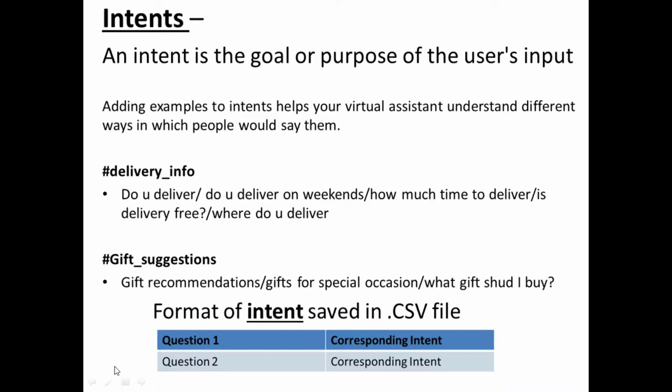If you want to prepare your intent document, you need to follow a format. There will be two columns. Column number 1 refers to the question, and column number 2 refers to the corresponding intent. For example, when I say do you deliver, this is a question, and the intent for this query is delivery information. So you can identify all possible queries and then the relevant intent. You can make a table of this, and this can be easily imported while creating the chatbot.